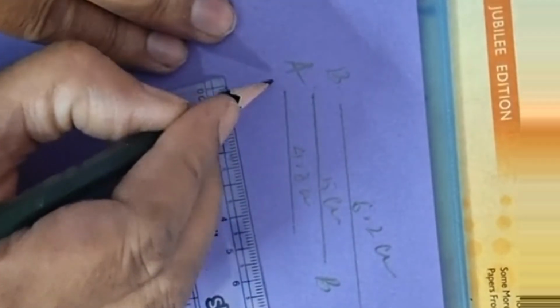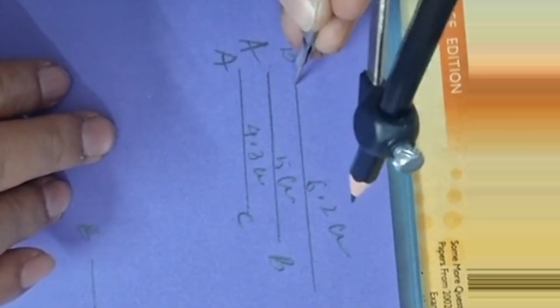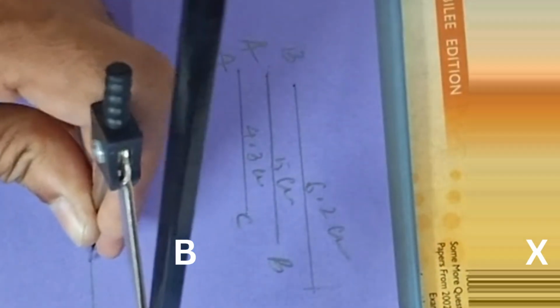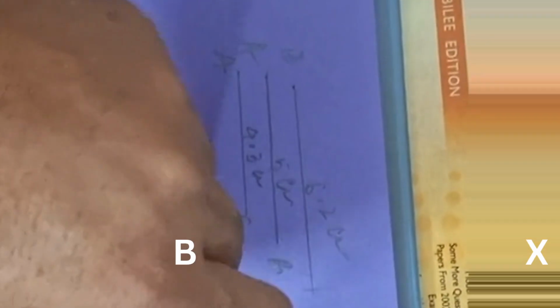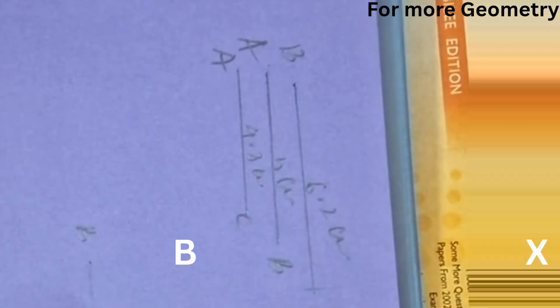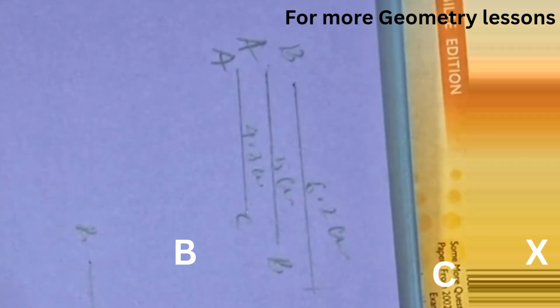Now we draw triangle ABC. For this, we draw any line BX. Now, we cut the measurement for BC using a pencil compass, and we cut from B on the line BX, and we get the point C.